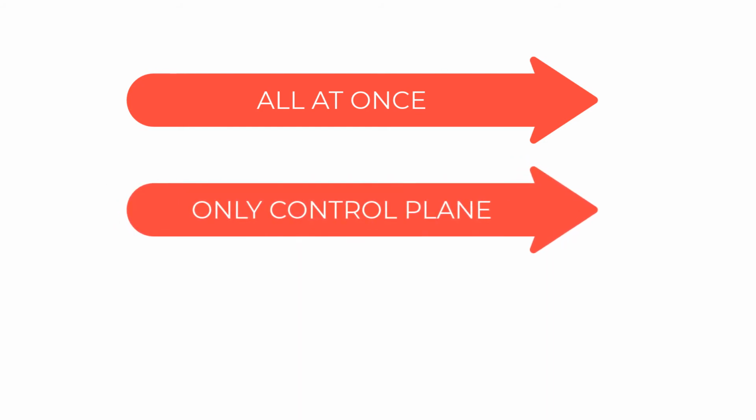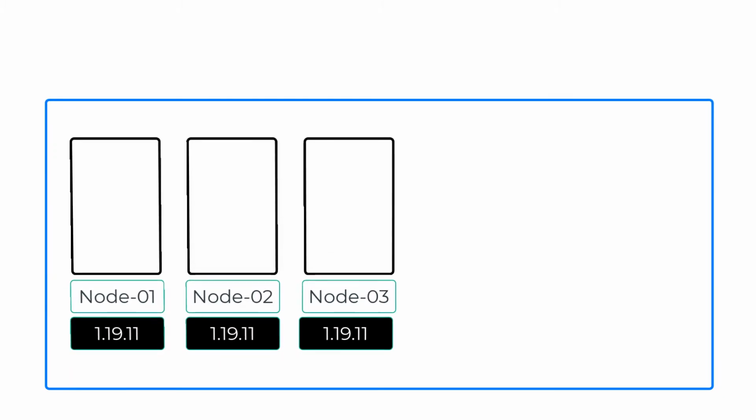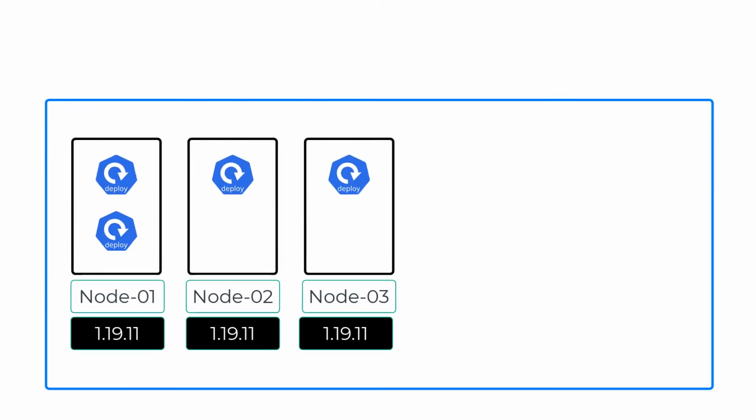There are 3 ways to upgrade the Kubernetes version. You can upgrade all the nodes at once, you can upgrade only the control plane, or you can upgrade only a specific node pool. But wait, before we dive into the actual commands to upgrade the nodes, let's take a look at the process. Let's say we want to upgrade the Kubernetes version from 1.19.11 to 1.20 on one specific node pool with 3 nodes which has several deployments and pods running inside it. How does that work with least disruption?